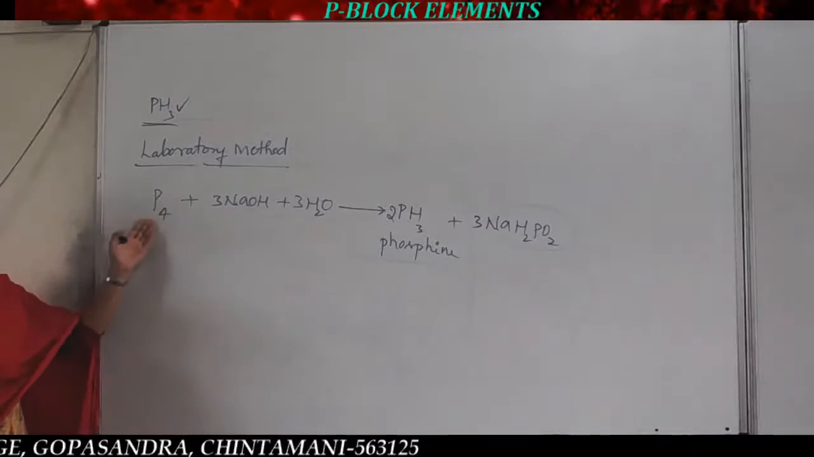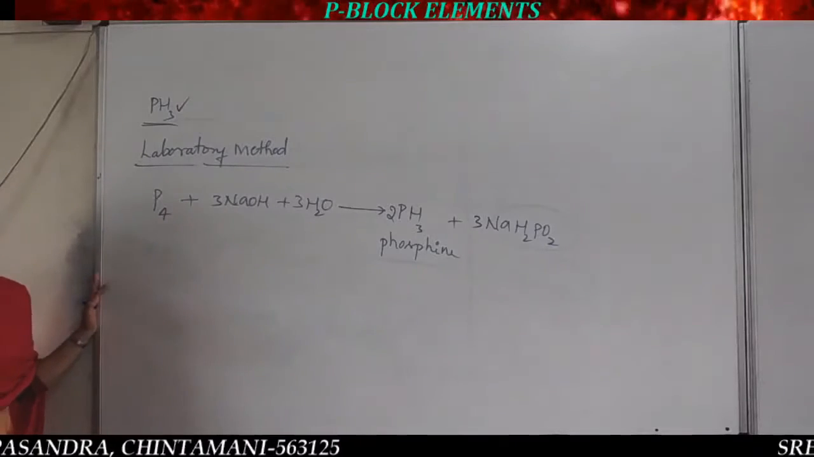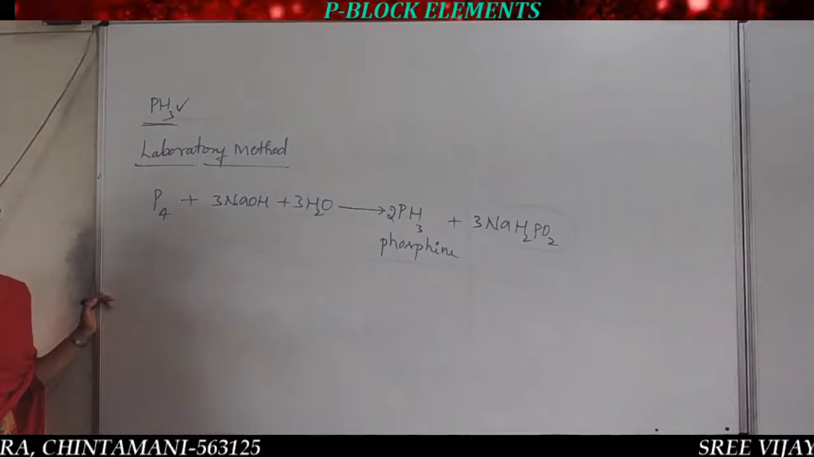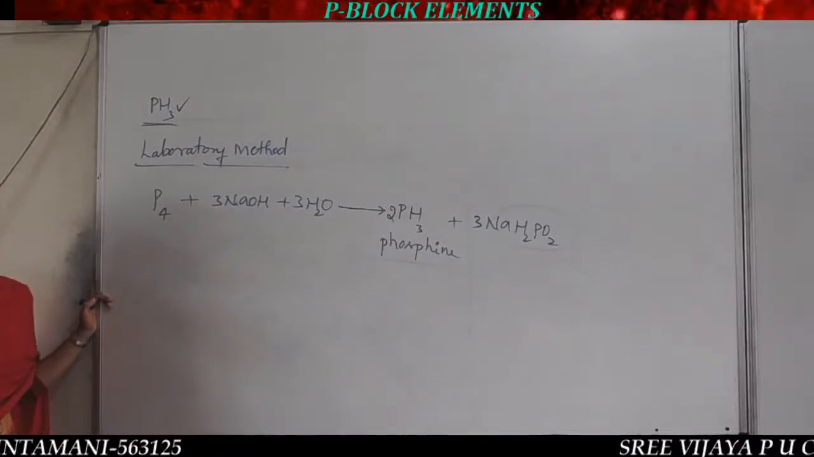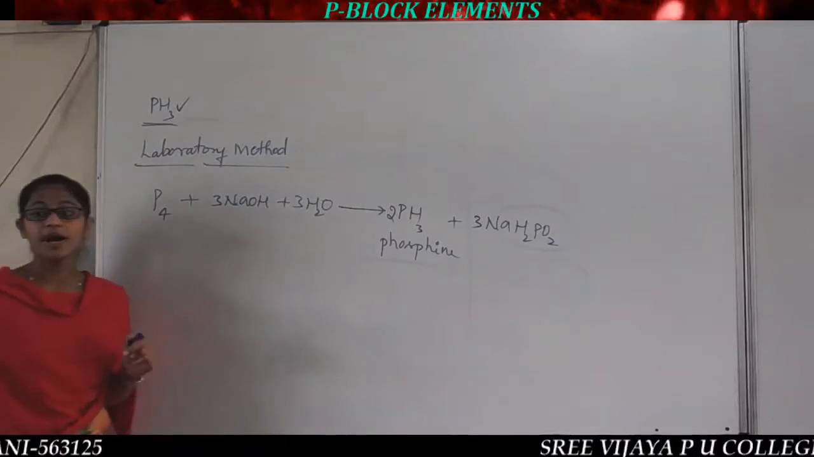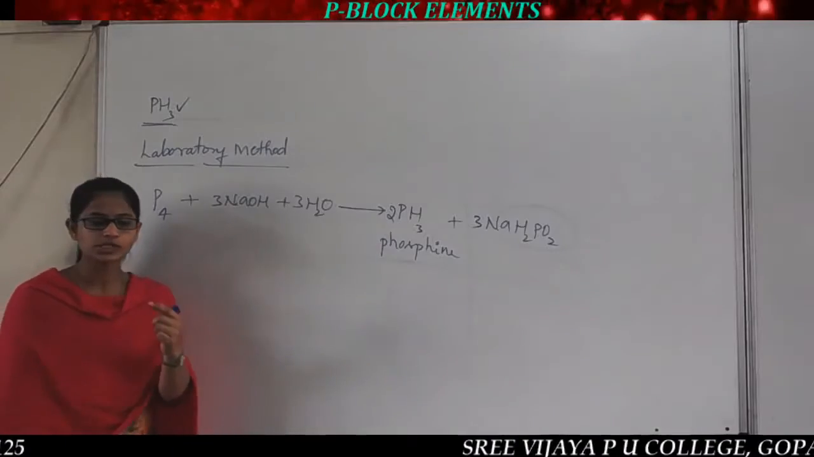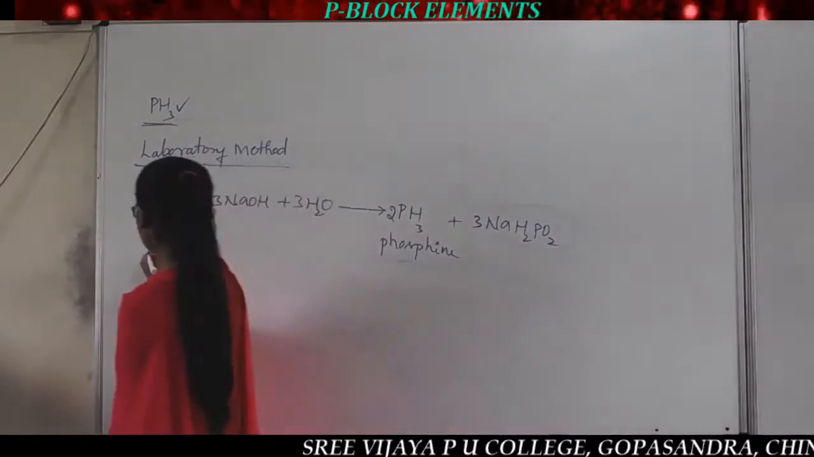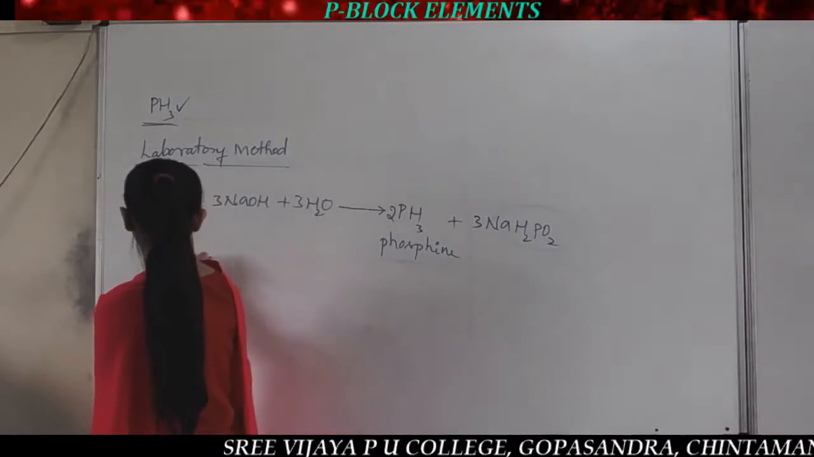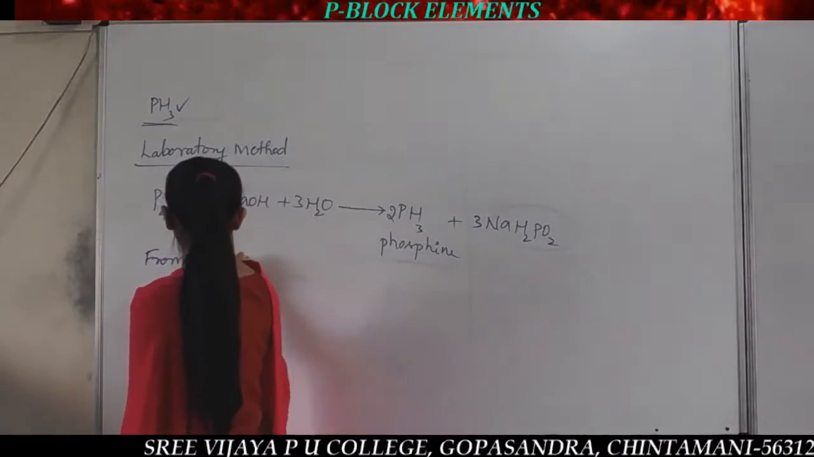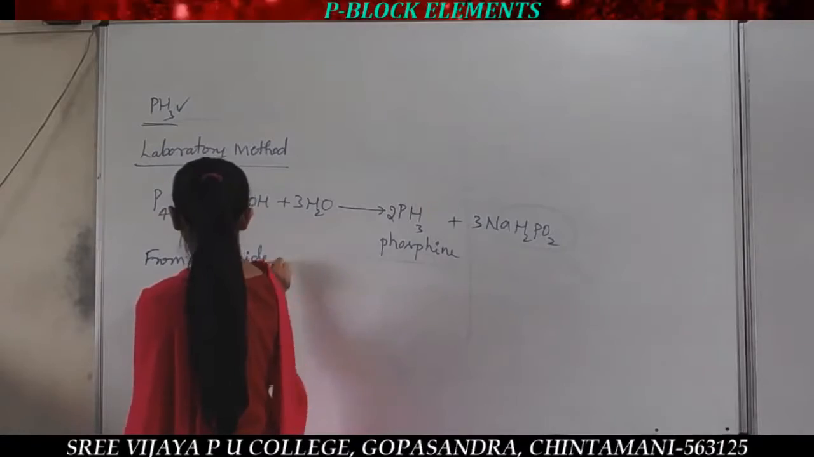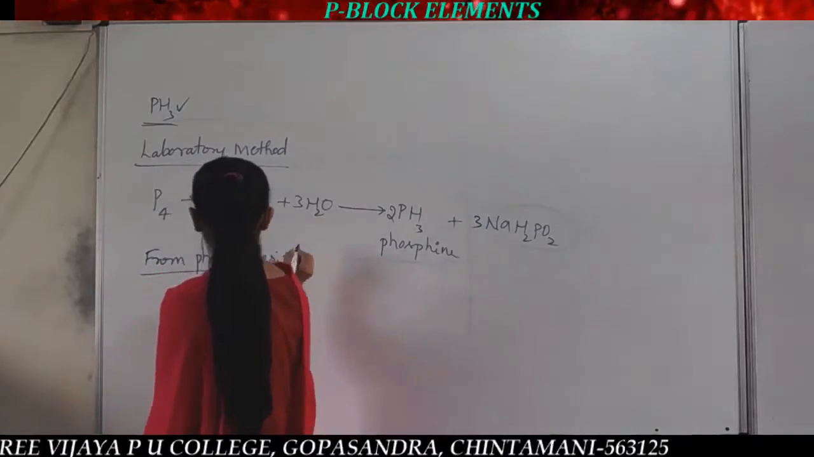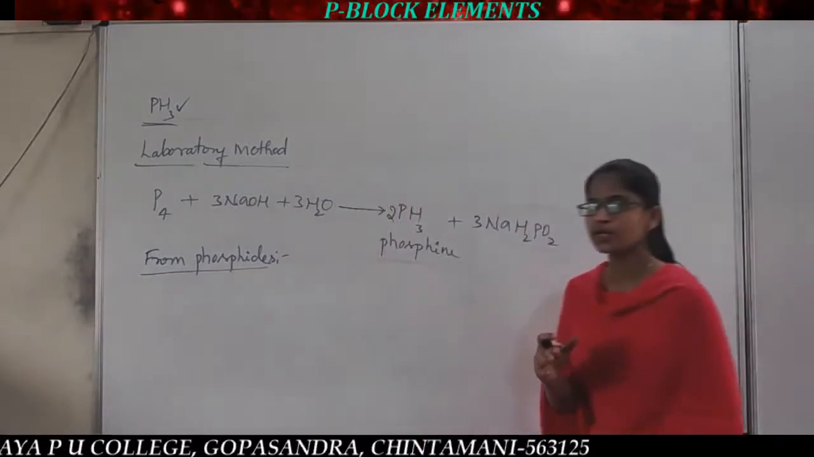Okay, generally we call this a laboratory method. So the next method is the preparation of phosphine using some of the metal phosphides. We have to use the word phosphide, ending in IDE. So what is the meaning of phosphide?